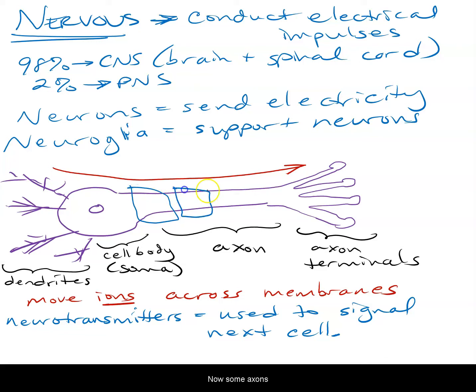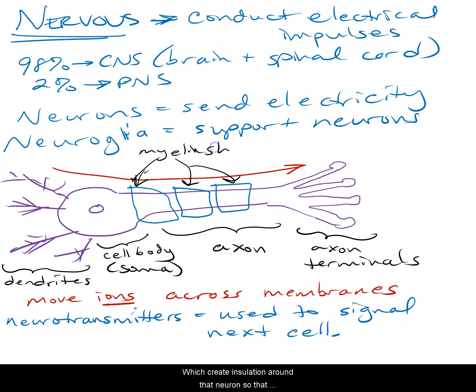Now, some axons have cells wrapped around them, and we call these structures, when they are wrapped around that axon, a myelin sheath, which creates insulation around that neuron so that your action potential can travel faster. And it does so by only allowing ions to move across the membrane at spaces between those cells called nodes.